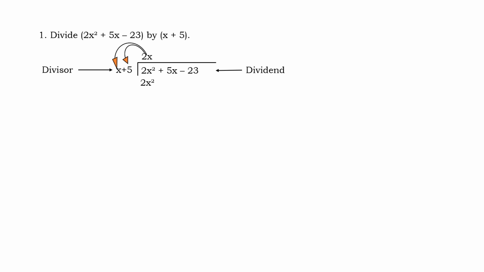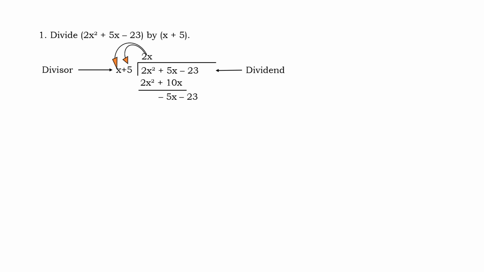After that, we are going to multiply 2x by 5. So the product again is positive 10x. After this, we are going to subtract 2x squared plus 5x minus 2x squared plus 10x. So 2x squared minus 2x squared is 0. Then 5x minus 10x is equal to negative 5x. Bring down negative 23. And then again, the same step as what we have in the first step.